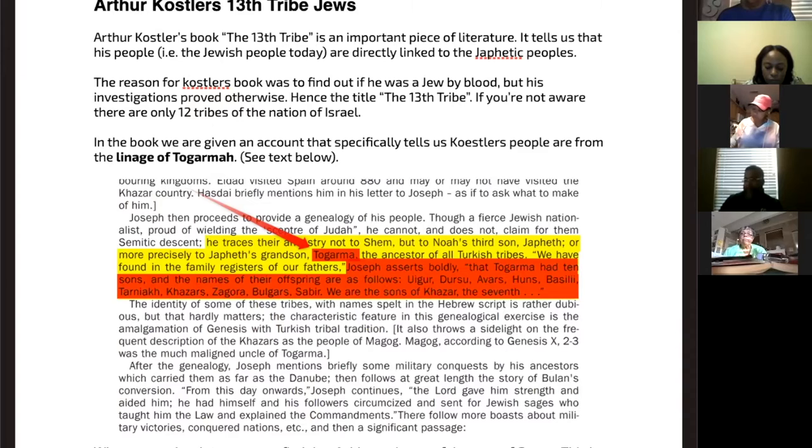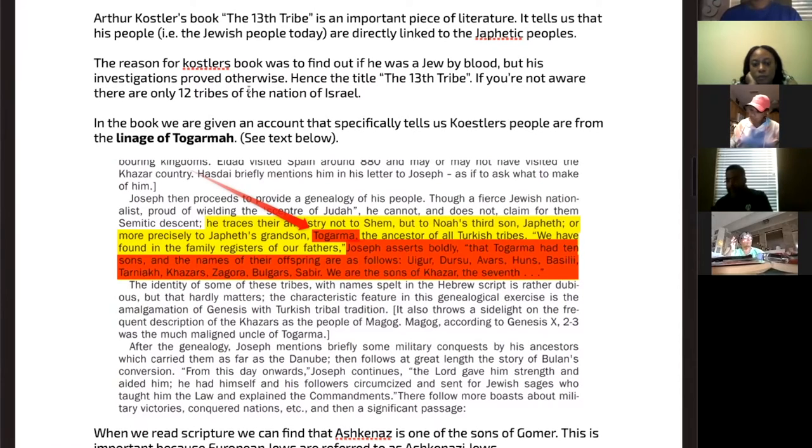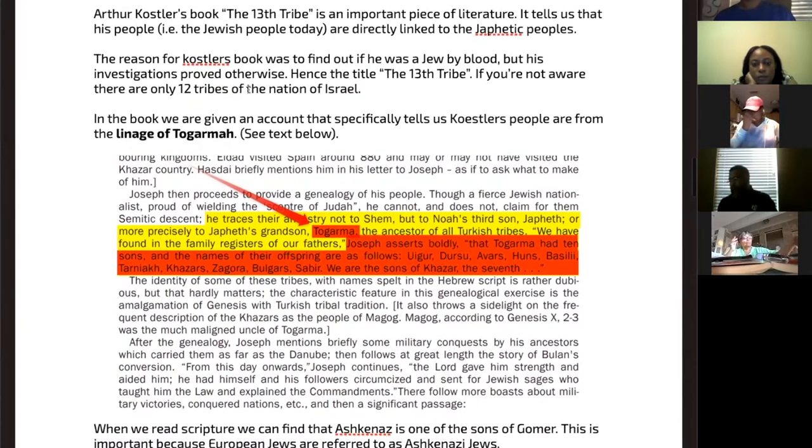I think it's going to make better sense for you guys just to see what I'm reading, that way I don't have to keep stopping and resharing my screen. So, moving on to Arthur Koestler's The 13th Tribe.